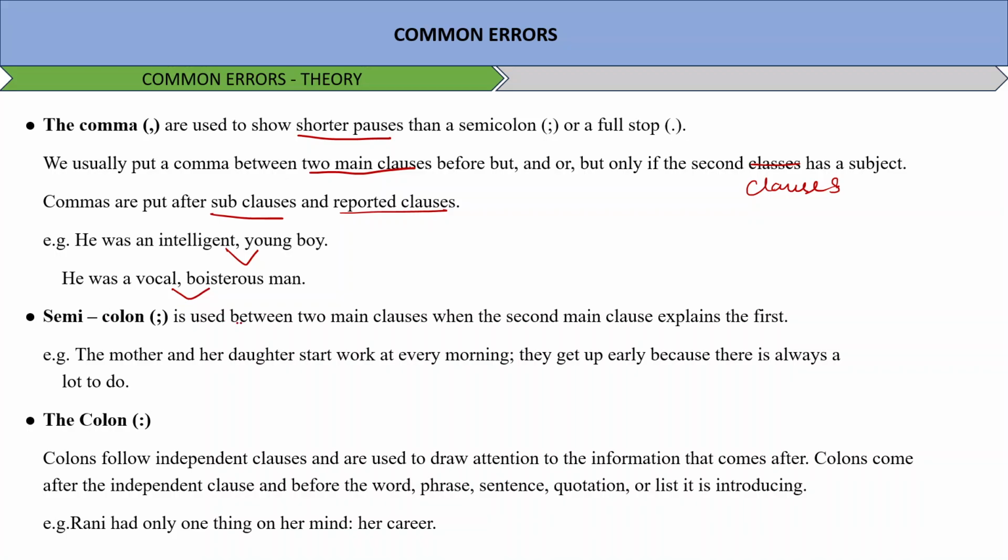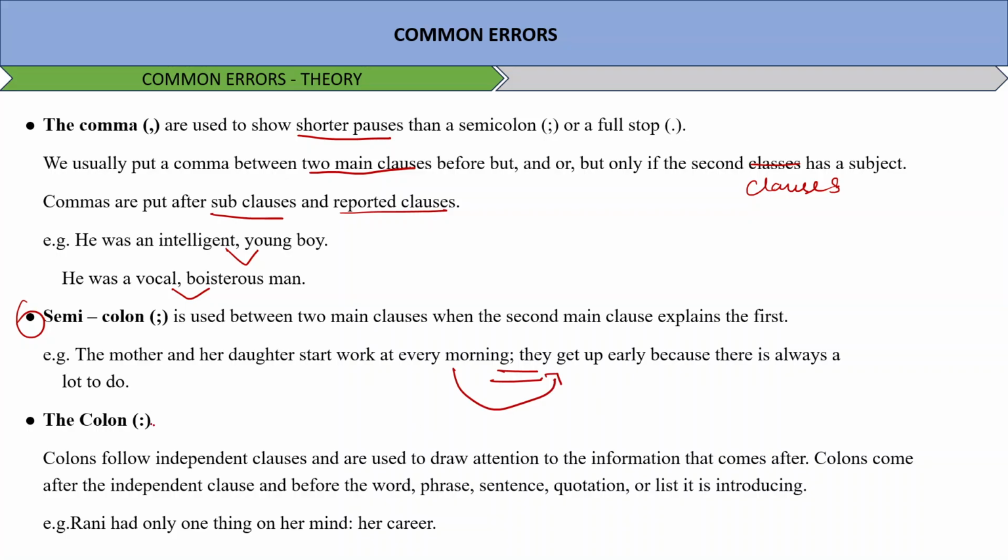A semicolon is used between two main clauses when the second main clause explains the first. Example: The mother and her daughter start work every morning; they get up early because there is always a lot to do. Similarly, you see a semicolon. Where have I used a semicolon? Here, because I want some continuation from the main clause to the second clause.